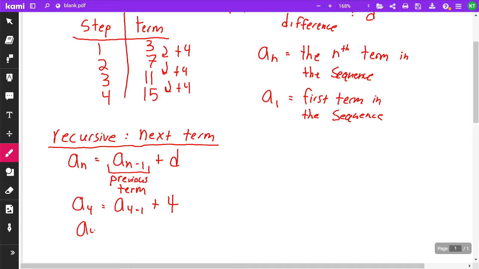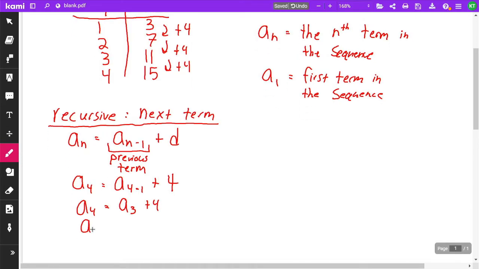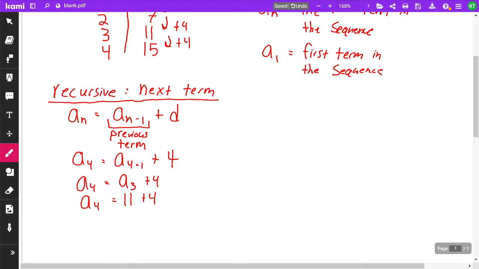So a sub 4 is equal to our a sub 3 plus 4. Again, we know it is 11. So a sub 3 is 11. So substitute that in for 11 plus 4. And let's do some basic math. 11 plus 4 is 15. So that means our fourth term in our sequence is going to be 15. And that makes sense. So it's just essentially telling us that whatever our previous term is, plus our common difference, because it's increasing by that common rate, is going to be what our next term is, which is 15 in this case. So that would be how our recursive equation works here.